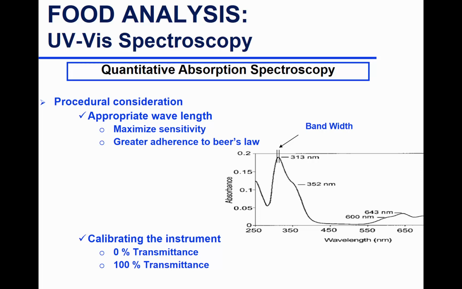Another thing we do is we calibrate the instrument, 0% transmittance and 100% transmittance. That is, before we put the sample, we just want to make sure that it is calibrated where the beam of light is completely blocked. So there is no light going through, so we block the source of light and we calibrate it at 0% transmittance. And then we open it up and allow it to go through the cell and say this is 100% transmission.